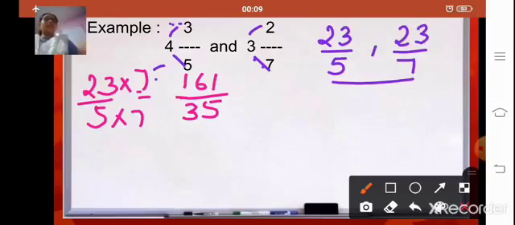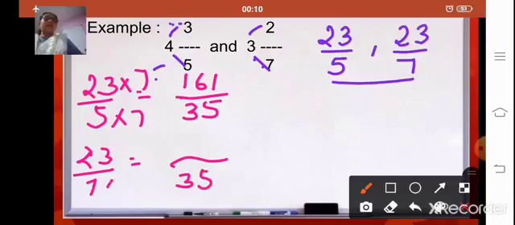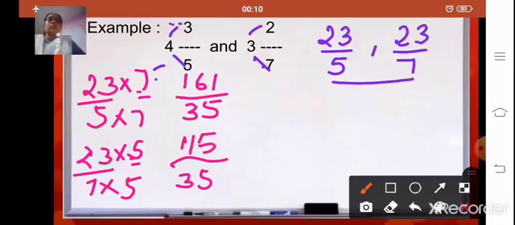In the same way, let us take the second fraction, 23 upon 7, is equal to dash upon 35. Now 7 5s is 35. The numerator will also be multiplied by 5. So 23 into 5 is 115. So we have made both the fractions like fractions by making the denominator the same, that is 35.